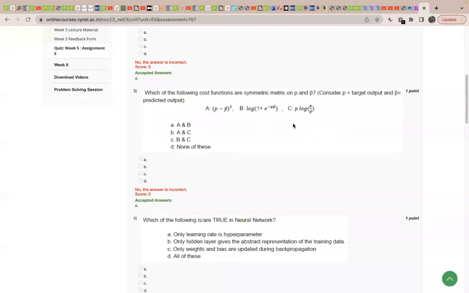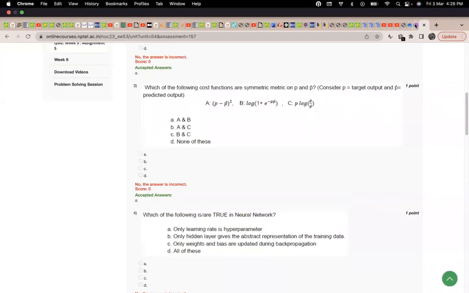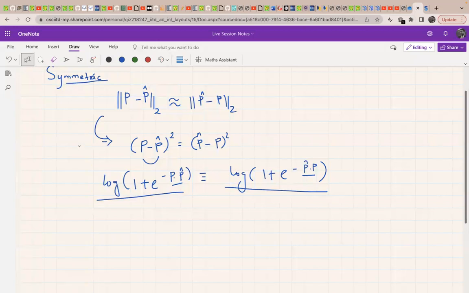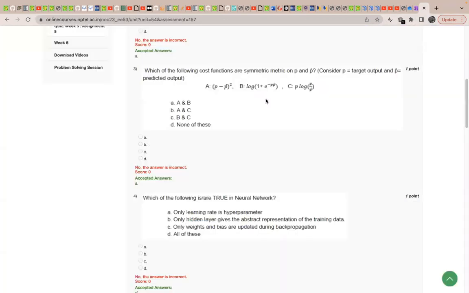But if you go to the third one, p times log of p by p dash, here if you replace it, this one is different. Understood, sir. What I thought is how A and B are both symmetric. I thought, but I didn't think that it itself was symmetric. Yes, the question itself is symmetric, right? Yeah, understood.